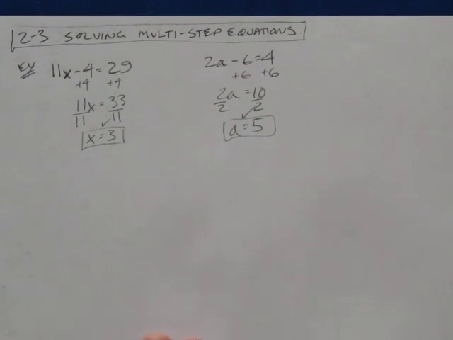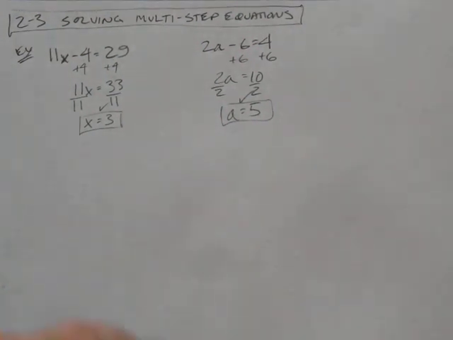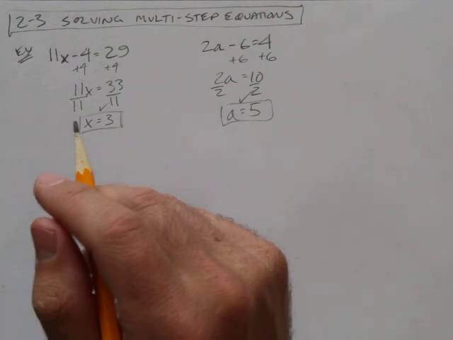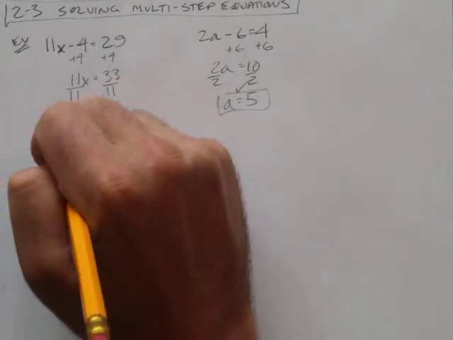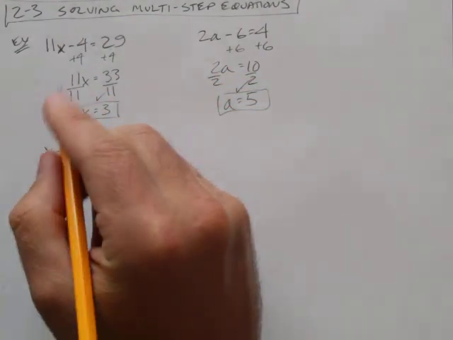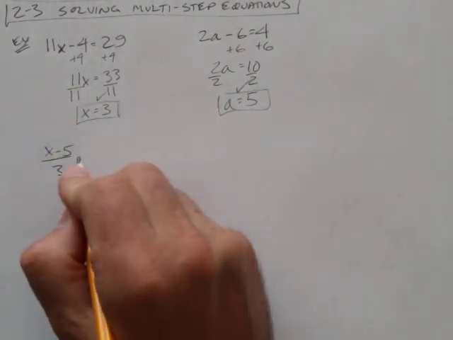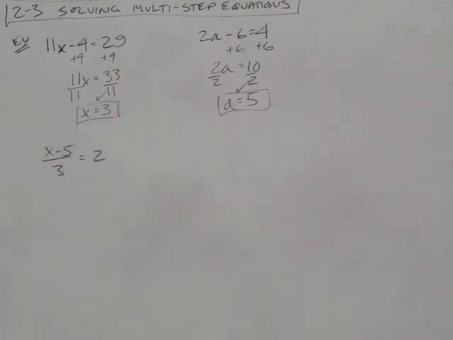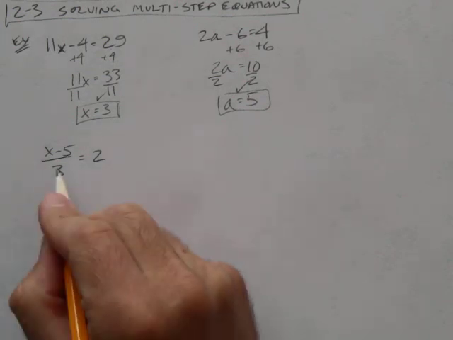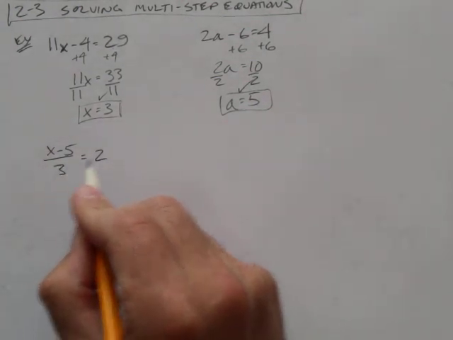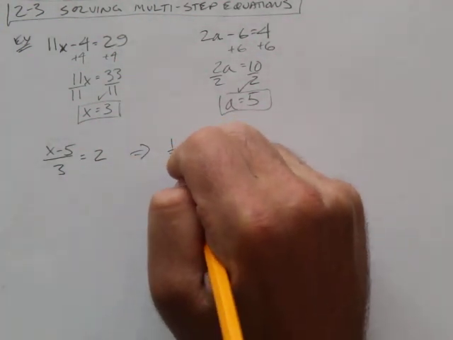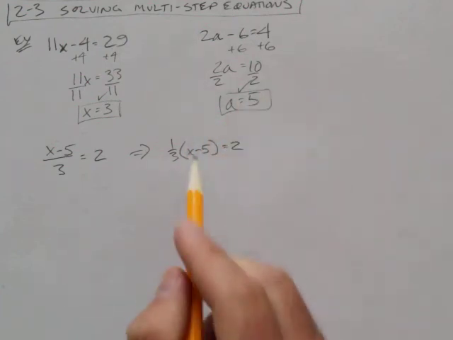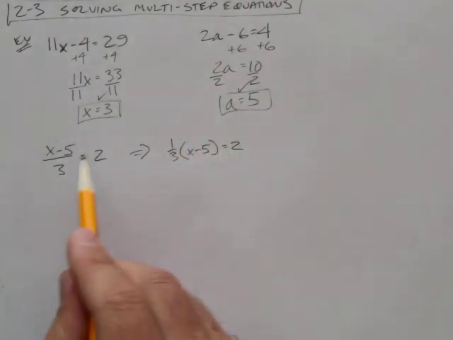Now, let's do one that's a little bit more tricky here, and then I'll give you some U-tries to do. So here's one that's a little tricky: x minus 5 over 3 equals 2. Oof, rough. Okay, I've got 3 in the denominator here. So what this can look like is really 1/3 times x minus 5 equals 2. This statement here is the same as this statement here.